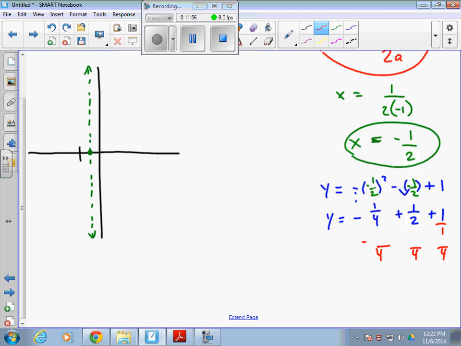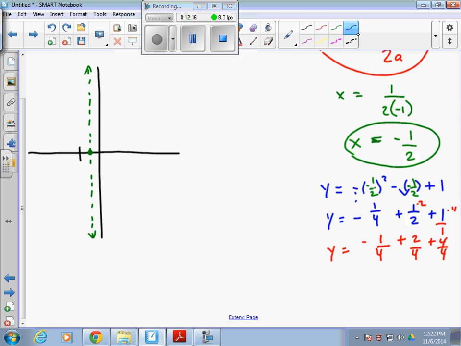So negative 1/4 is not going to change. 2 times 2 to become 4. This one has to multiply by 2 as well, so plus 2 over 4. And this one has to multiply by 4, plus 4 over 4. Now they all have the same denominator. So when we combine those, they all are the same now. 4 stays at the bottom.